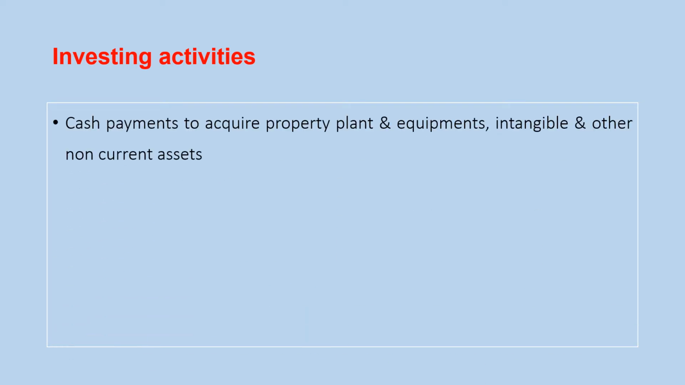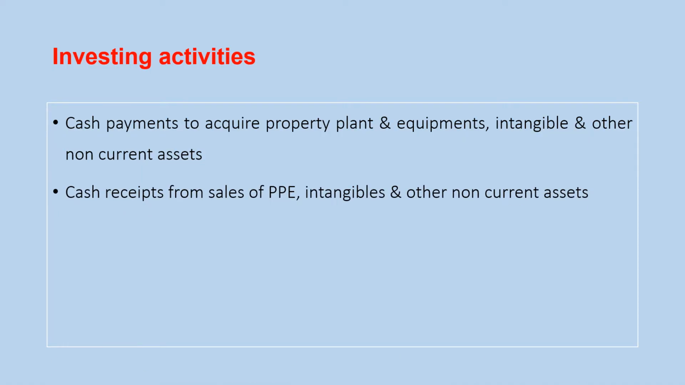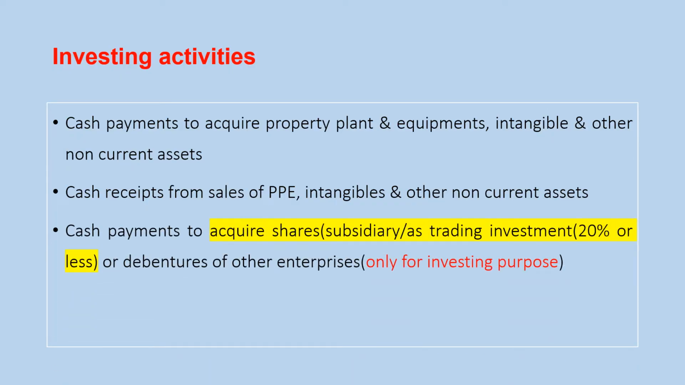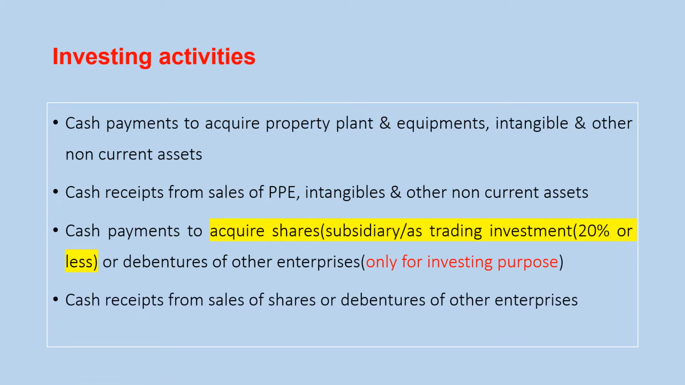When it comes to investment activities, it includes the cash payment to acquire property, plant and equipment, intangibles and other non-current assets, and cash received from sale of property, plant and equipment, intangibles, and other non-current assets, and cash payment to acquire shares or debentures of other enterprises, and cash received from sale of shares or debentures of other enterprises.